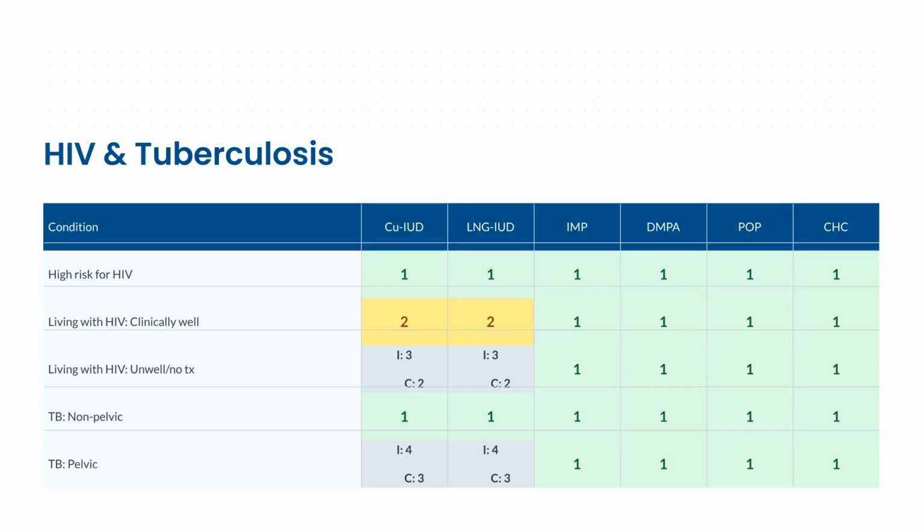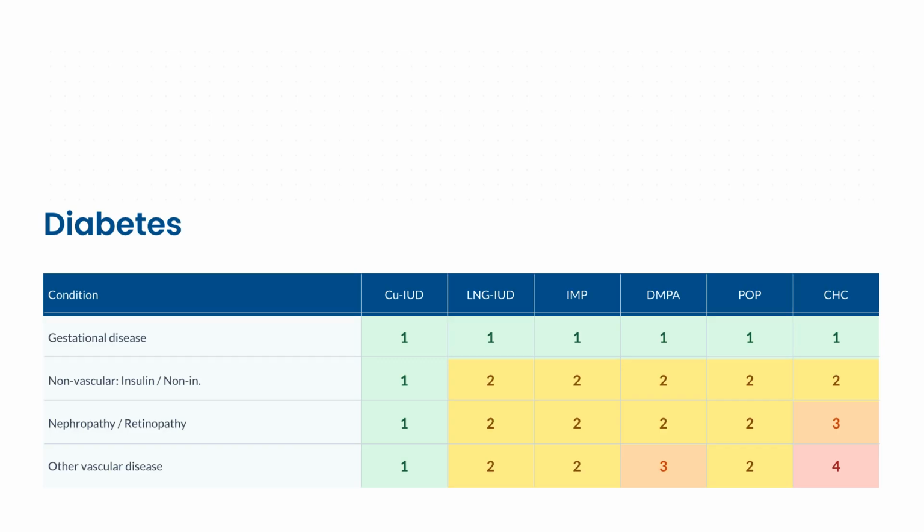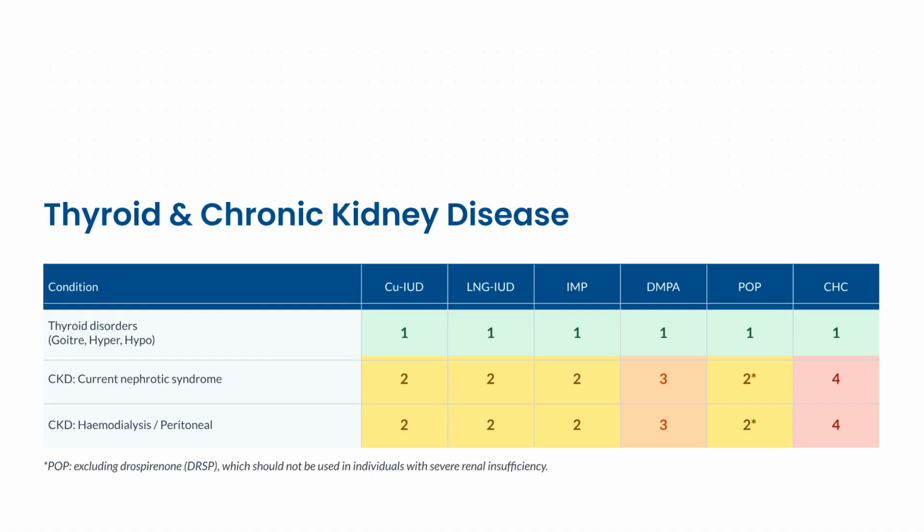Specific considerations for patients living with HIV or undergoing treatment for tuberculosis are presented in this section. The UKMEC provides comprehensive guidance for managing contraception in patients diagnosed with diabetes. This slide outlines recommendations for thyroid disorders and chronic kidney disease, highlighting contraindications for certain methods.